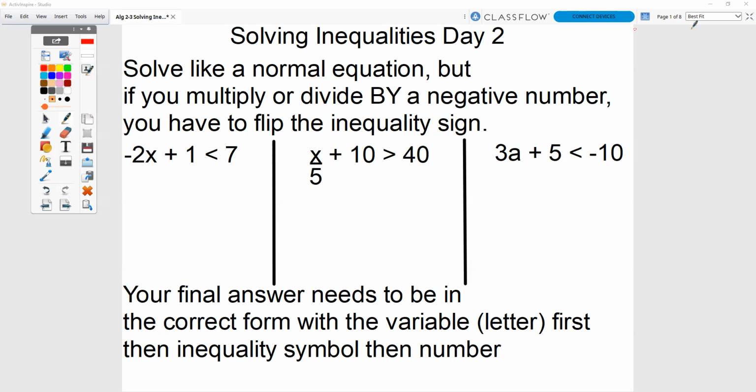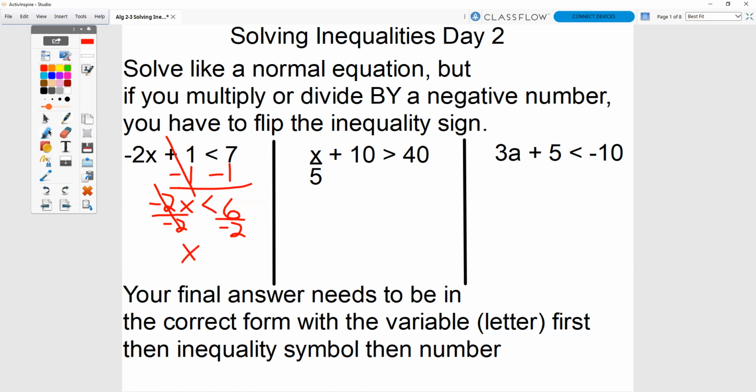Be very careful. In this first problem, to get the negative 2x all by itself, you want to get rid of the plus 1. You get rid of the plus 1 by doing minus 1 and minus 1. Whatever you do to one side of the inequality or the equal sign, you have to do to the other. These ones cancel out. 7 minus 1 is 6. We bring down everything else that we didn't use yet. So bring down your negative 2x and the less than symbol. We want to divide by negative 2 and by negative 2. Those negative 2's cancel out.